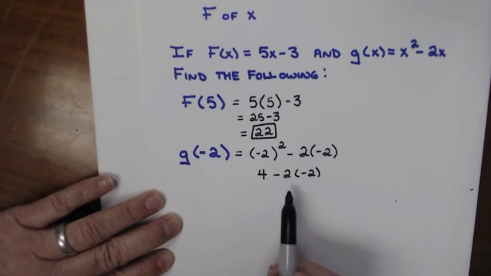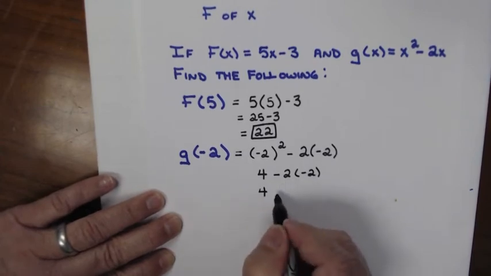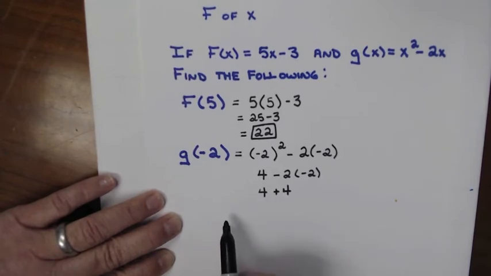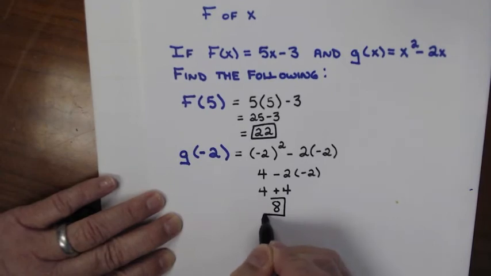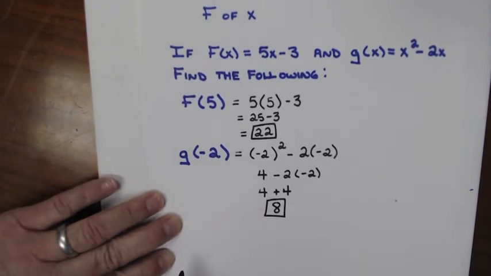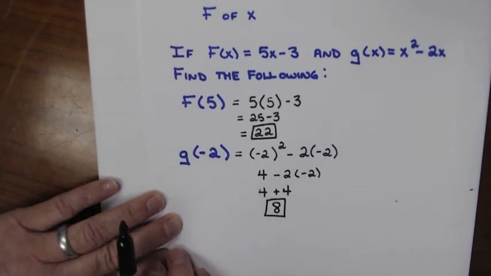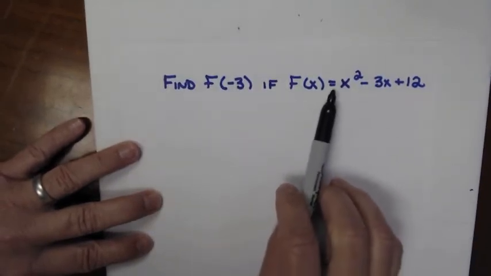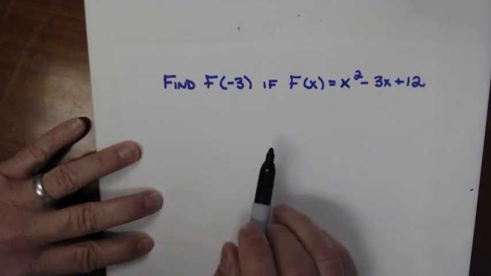Once I do my exponents, then I can multiply or divide. I've got multiplying over here. This is negative 2 times negative 2. A negative times a negative is a positive again. And then my last step should be adding and subtracting. I'm going to add these two together, get 8. 8 is my answer on this. For this equation, negative 2 and 8 go together. It's important that you rewrite these with parentheses where the variables are.